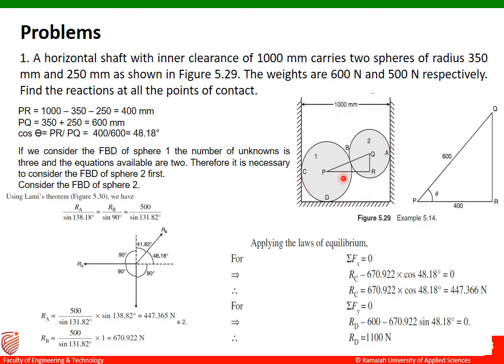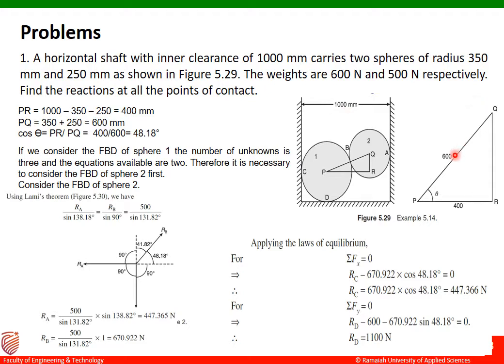This is my given figure here, and then this triangle P, Q and R is drawn separately here. So we'll write down the dimensions of this triangle. This 600 is taken from P to Q, that is the radius of circle 1 and the radius of circle 2. Here you can see sphere 1 is numbered 1 and sphere 2 is numbered 2. And then the width of the shaft is 1000.